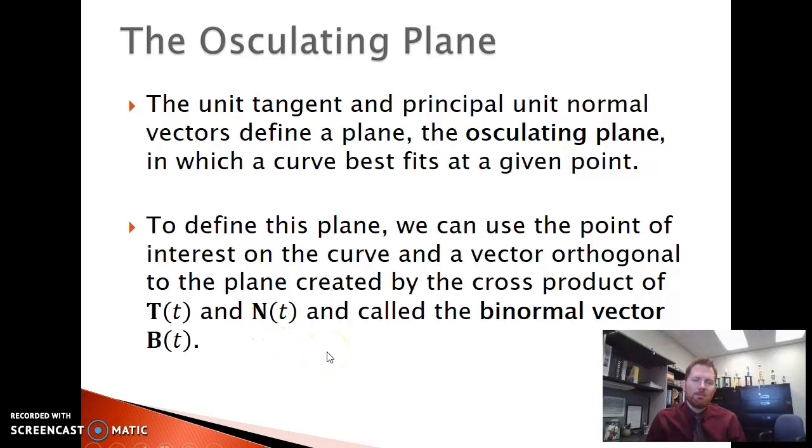So we can find multiple things dealing with the projectile motion at any one point on a space curve. We can find the unit tangent vector. We can then use the results of that to find the principal unit normal vector. We can then cross T and N to produce the binormal vector, and then use the binormal vector together with the point on the plane of interest where we actually are to produce the equation of the osculating plane.